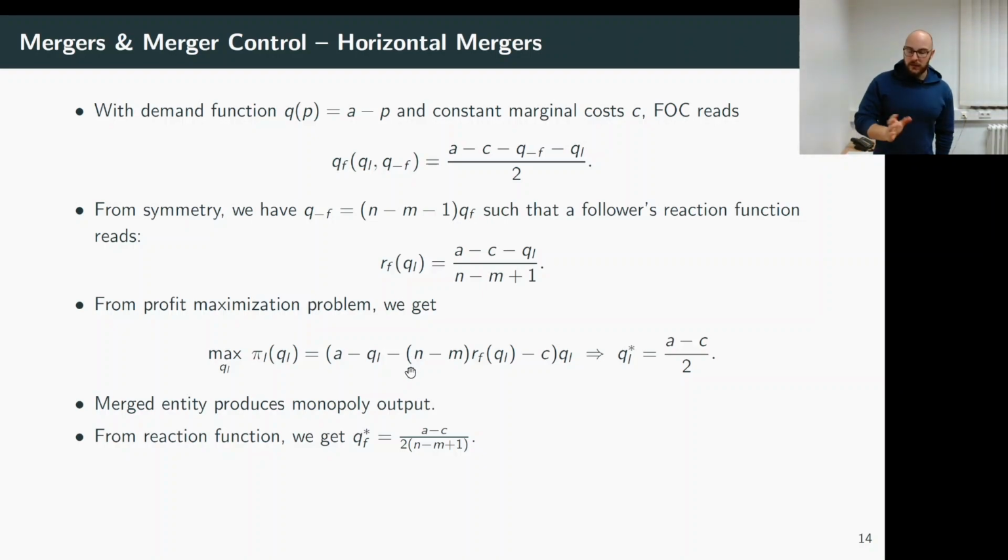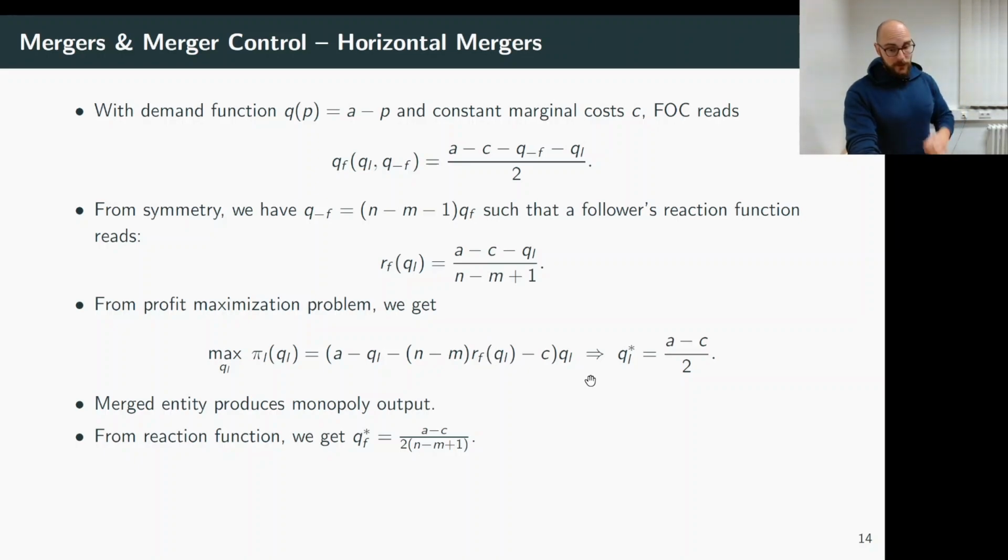So if we have our 9 firms example where 2 firms merge, then N minus M would be 8. So we have 8 followers and 1 leader. Sorry, we have 7 followers and 1 leader. So we had 9 firms pre-merger. We take 2 firms out, and in the post-merger situation we have 8 firms, so there's 1 leader and 7 followers. And here we have the behavior of the leader and 7 times the behavior of the follower, right?